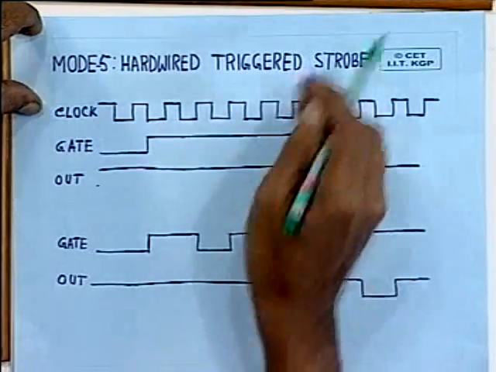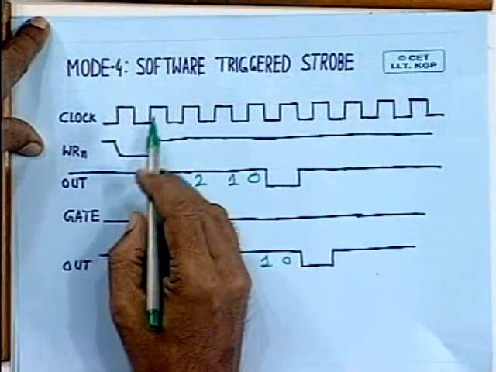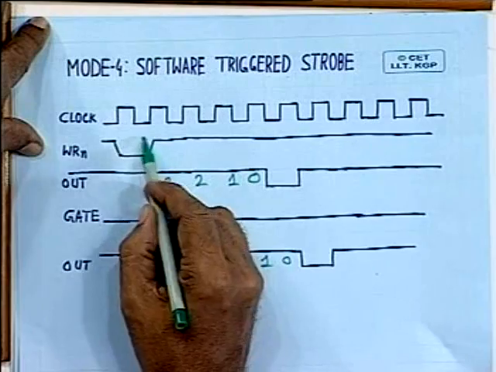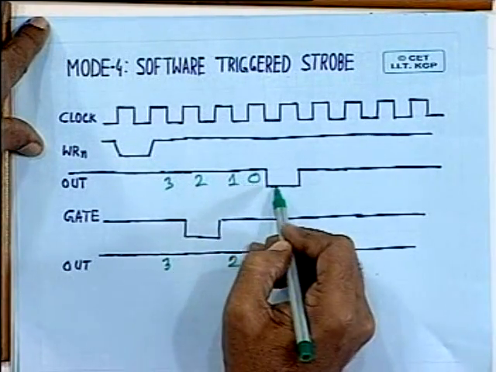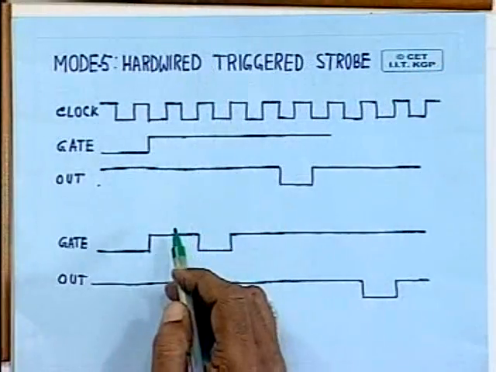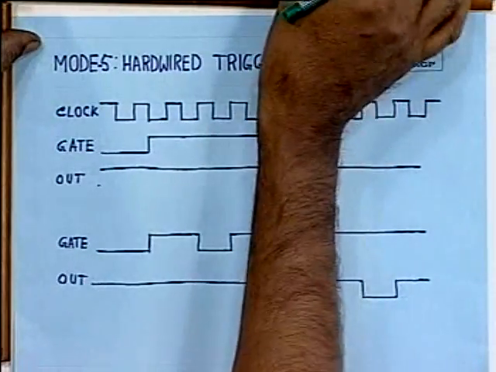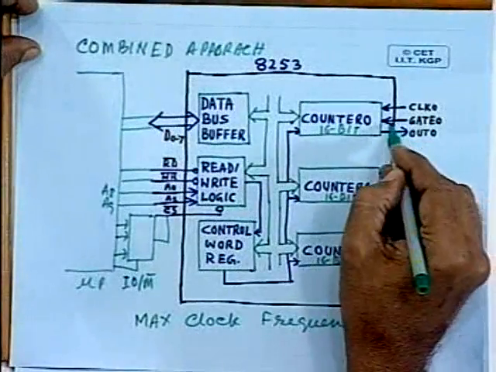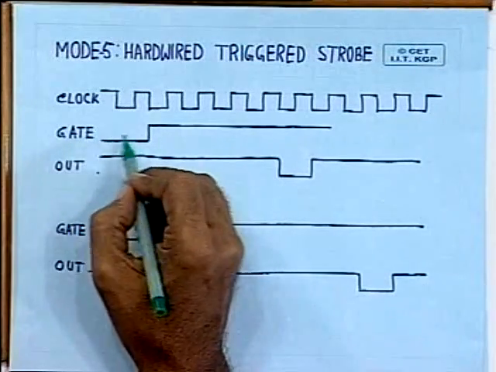Here, in the previous case, it was software triggered. The writing operation itself was triggering the strobe generation, but in this particular case it is hardware triggered. By hardware triggered I mean this gate signal, the gate line, is used as the trigger input.